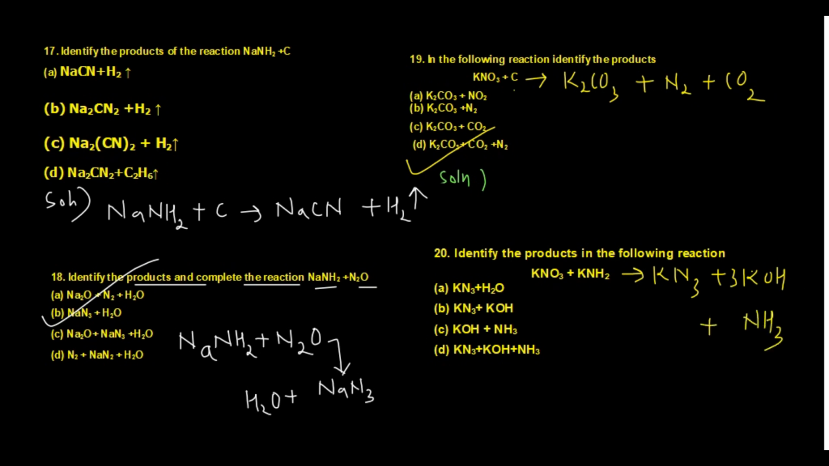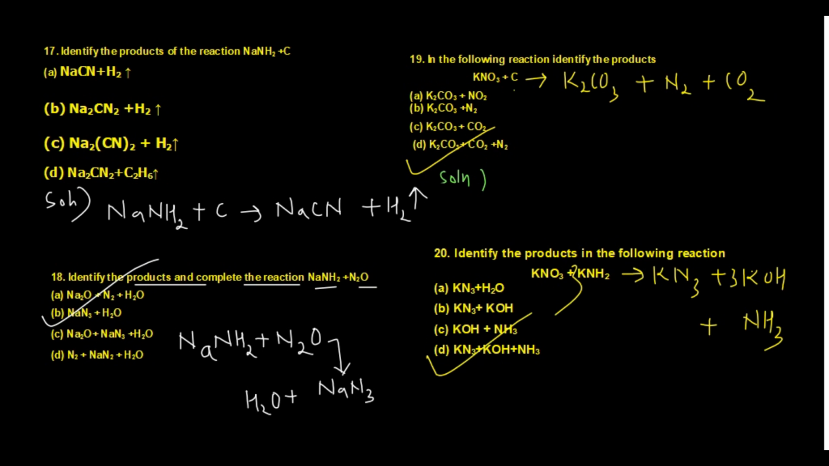Okay, so if you want to balance this, however there is no need to balance this. If you put 3 here, then the reaction automatically gets balanced actually, right? So KN3, KOH and NH3. Option D again looks like the correct answer in that case.